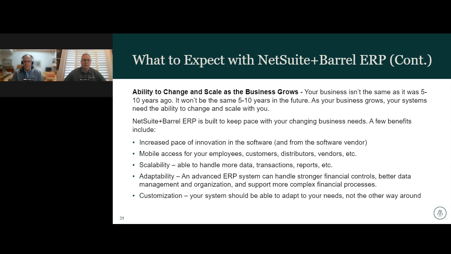Customization, everybody's like, oh, in software, that's a dirty word. It's not. There's no system in the world that comes off the shelf and 100% does everything you want it to do. So having a software that can allow you to tweak it to do what's relevant to you is really important. Whether that's integrating to other systems or being able to create, again, custom reports or new transactions and processes.